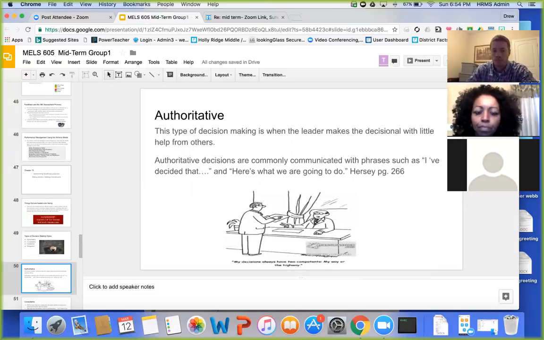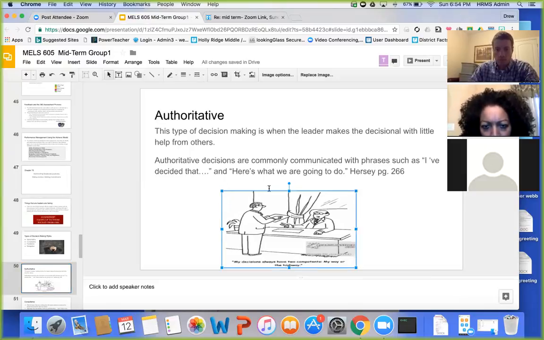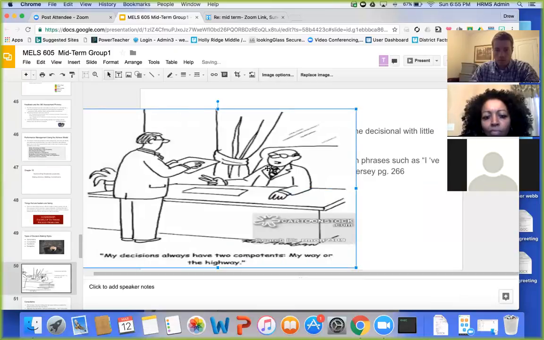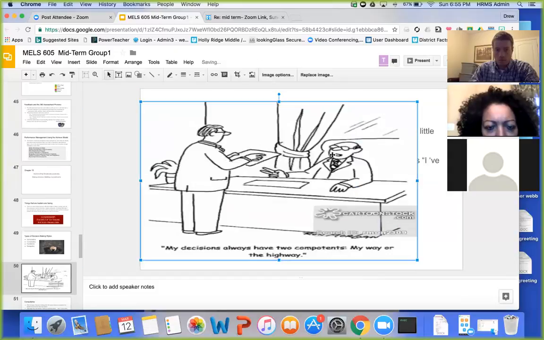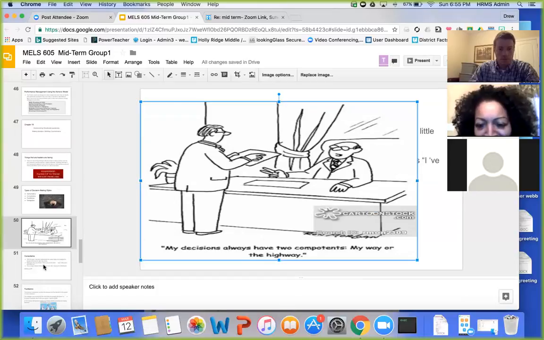When we look at authoritative, with this particular type of decision-making, the leader makes most of the decisions and gets little help from the workers or from others. Authoritative decisions are commonly communicated with phrases such as, "I'll decide that," and "Here's what I'm going to do." I got that out of the Hershey's book. I like that little comment down there.